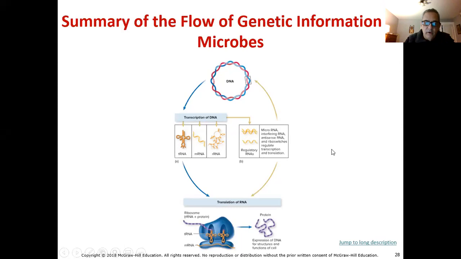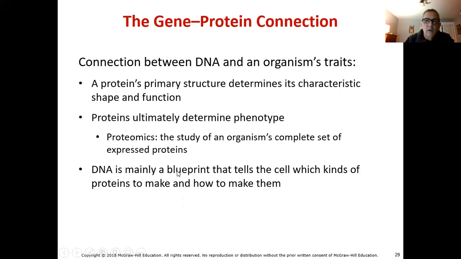So you need these three RNAs, the transfer, the messenger, and the ribosomal to get to a protein. The messenger RNA binds to the ribosome, and then they have to have a matching sequence on each of the transfer RNAs that bring a specific amino acid in a specific order to make the protein. The protein's primary structure determines its characteristic shape and function.